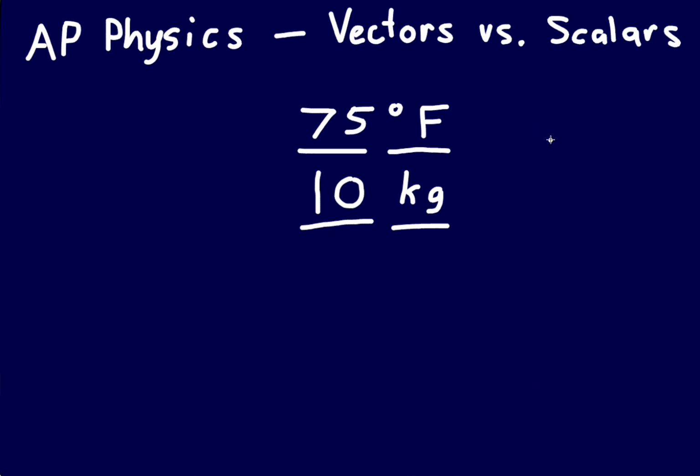But what is the difference between scalars and vectors? Well, vectors, in addition to having a magnitude associated with them, also have a direction associated with them. This demonstrates why these are not vector quantities, as there is no direction that we associate with either kilograms or with degrees Fahrenheit.